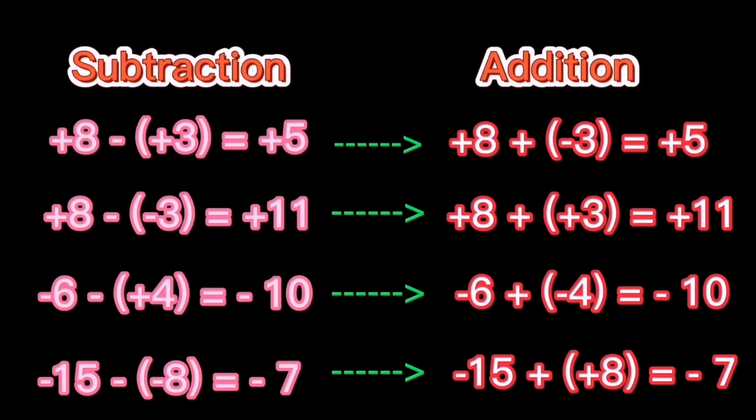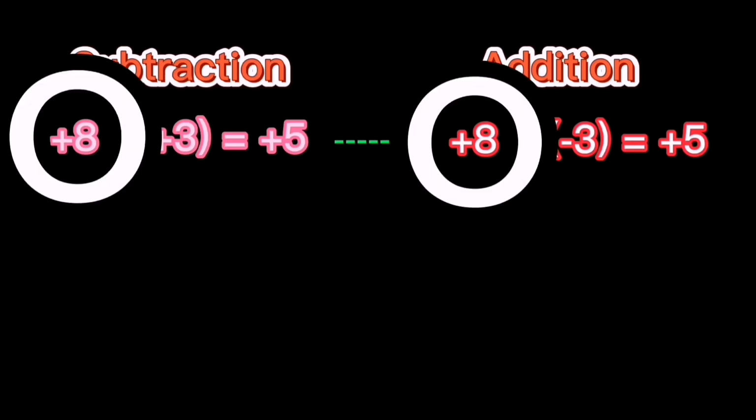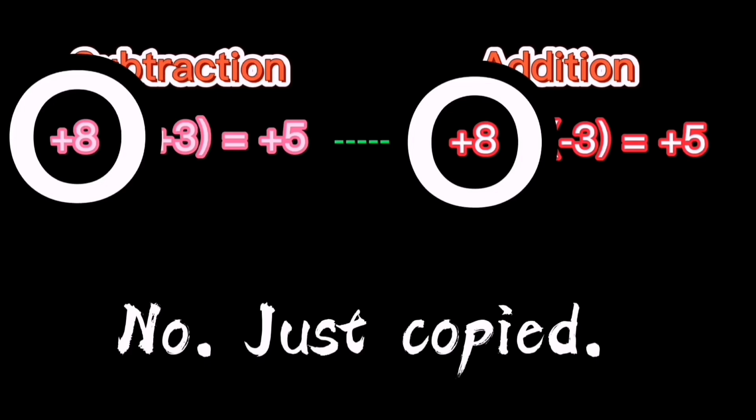But we don't just change the operation from subtraction to addition. Let us compare at least the first problems. For positive 8 minus positive 3, that is equal to positive 5. It has the same result with positive 8 plus negative 3, which is also equal to positive 5. Now the question is, when we shifted to addition, did the minuend change its sign? No, we just copy that.